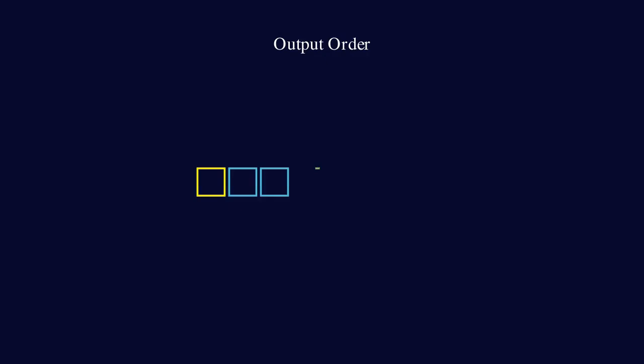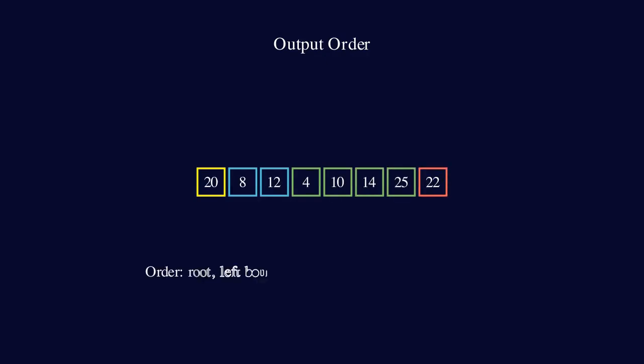Here's the output order. Start with the root if it isn't a leaf, then the left boundary, then all leaves from left to right, and finally, the right boundary in reverse to make it bottom up. This sequence walks the tree anti-clockwise without repeating nodes.